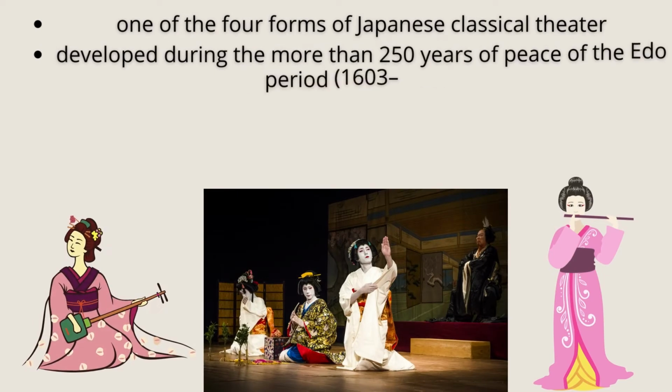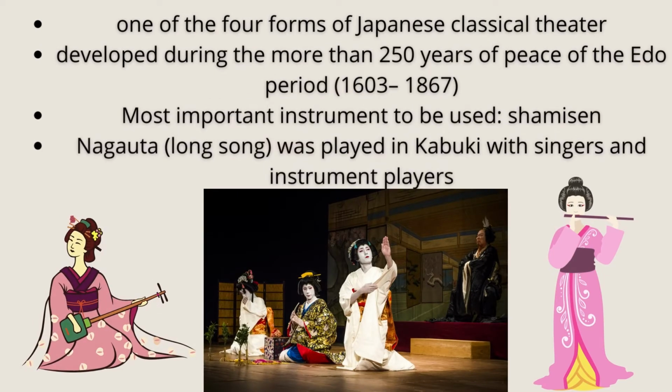Our next stop is the Kabuki Theater. Kabuki is one of the four forms of Japanese classical theater. Kabuki developed during the more than 250 years of peace of the Edo period, which is from 1603 to 1867.